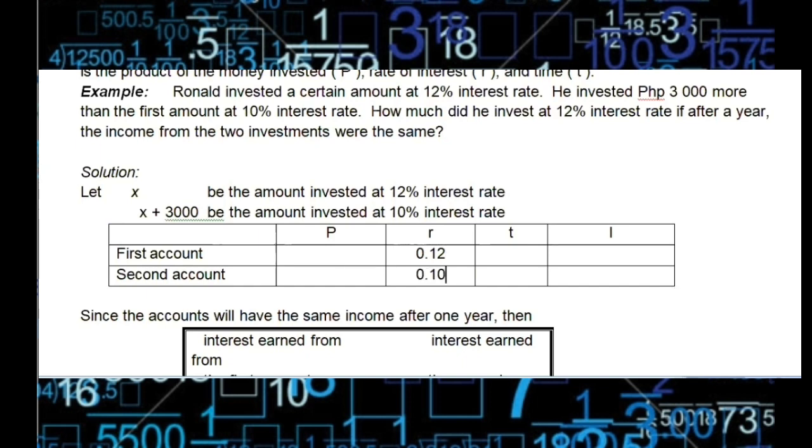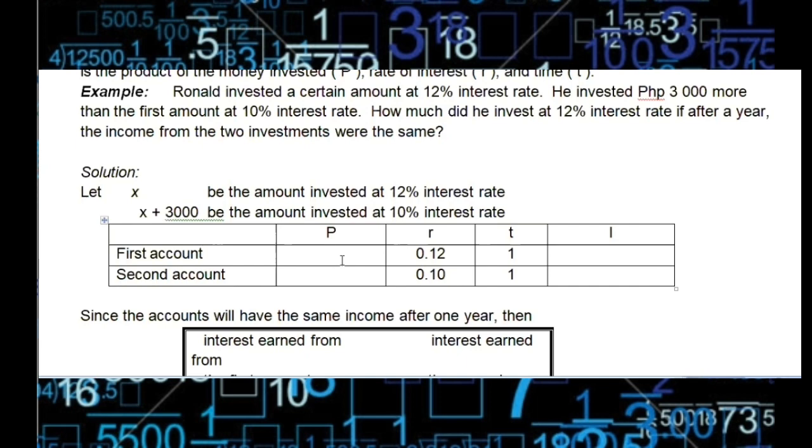Paano ba ginagawang decimal yung percent? Move the decimal point 2 places to the left or just divide by 100. Then, the time, after a year, the income from the two investments were the same. So, after a year, parehas 1 year yung minature nung kanilang pera.